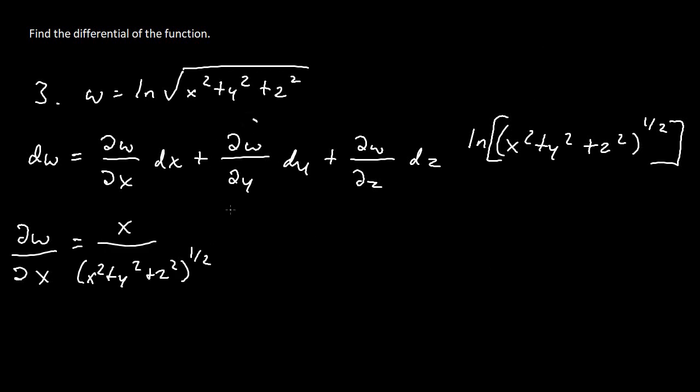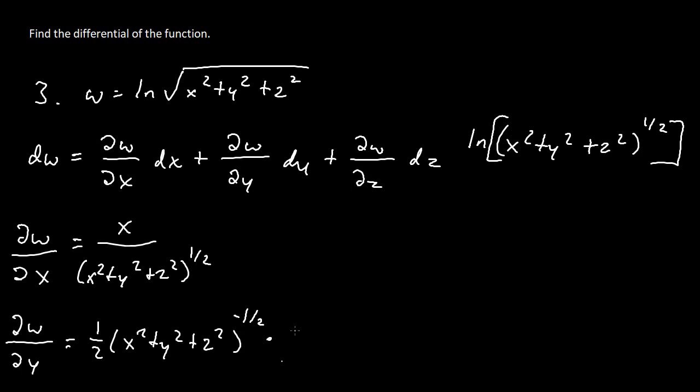Now let's find the partial derivative of w with respect to y. Once again, it's the same process. We're going to take the derivative of the inside function. So it's still going to be 1/2 times x squared plus y squared plus z squared to the negative 1/2. And this time, we're going to multiply by 2y, because since y is the variable, everything else is a constant. Derivative of y squared is 2y. Derivative of x squared is 0. Derivative of z squared is also 0. The 2's will cancel. So we'll get y over x squared plus y squared plus z squared to the 1/2 power.